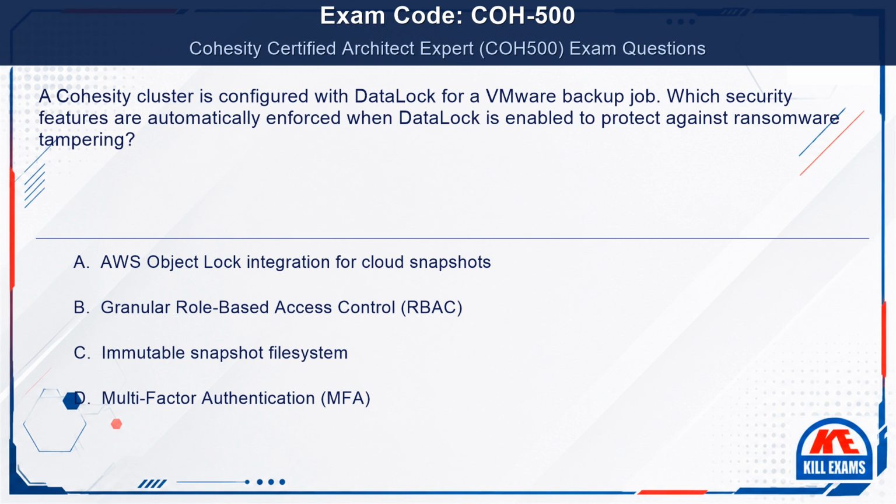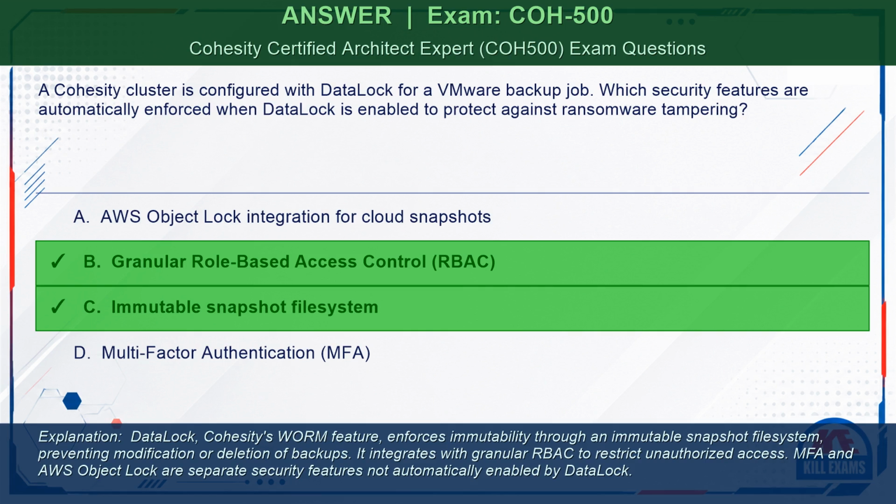Option A. AWS Object Lock Integration for Cloud Snapshots. Option B. Granular Role-Based Access Control, RBAC. Option C. Immutable Snapshot File System. Option D. Multi-Factor Authentication, MFA. The correct answers are Option B and Option C.